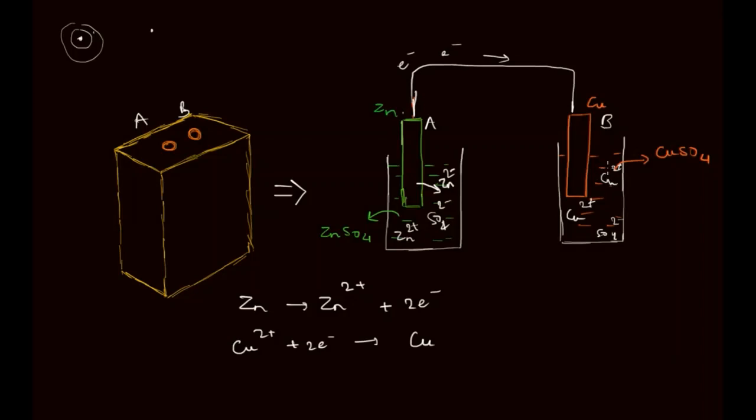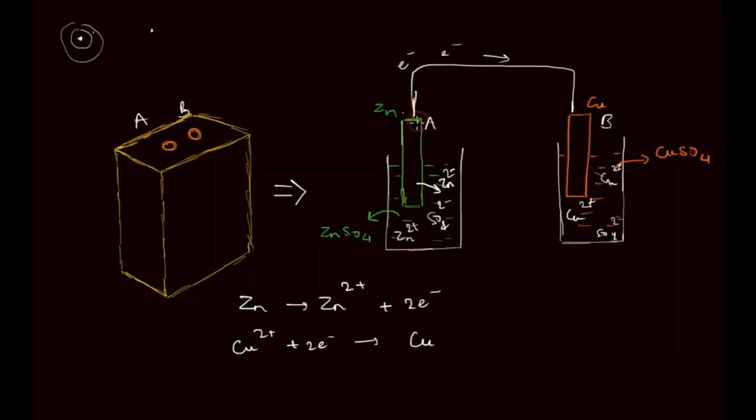These copper ions will get the electron, and then they will become copper atoms, right? So over time, what will happen? This whole reaction, this whole process, will continue. So over a period of time, what will happen?